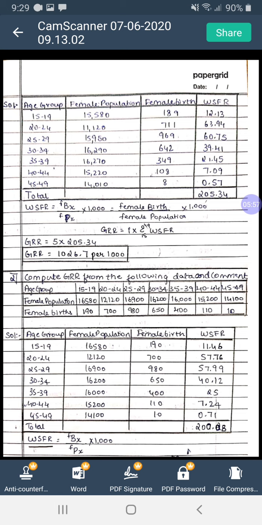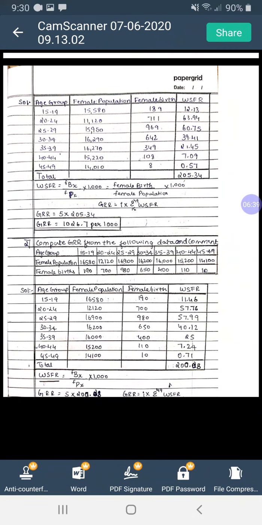Next we will use the GRR formula, that is, gross reproduction rate is equal to i into sigma 49 by 15 of WSFR. Now i is the class interval gap, the age gap; we count 15, 16, 17, 18, 19. It is 5, so your i will be 5. The total, that is sigma WSFR, is 205.34. When you multiply, you will get your GRR as 1026.7 per 1000. So this is the solution for your first problem.